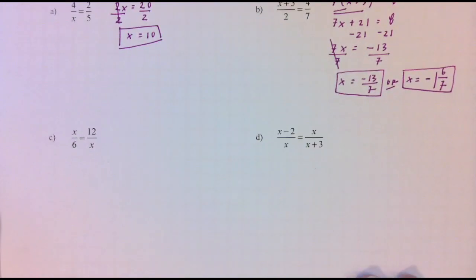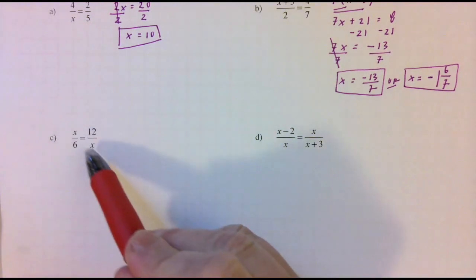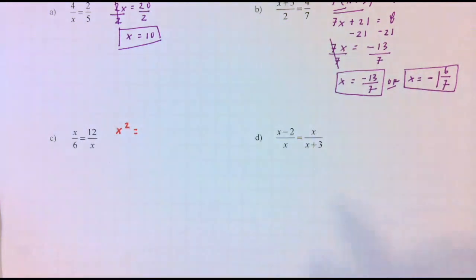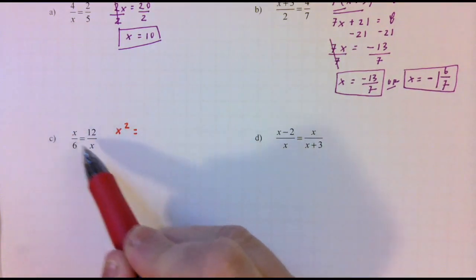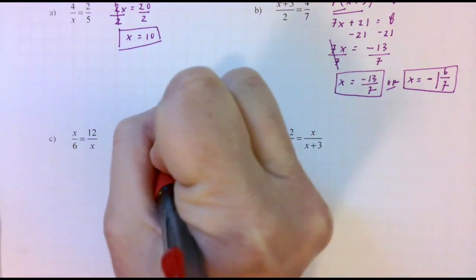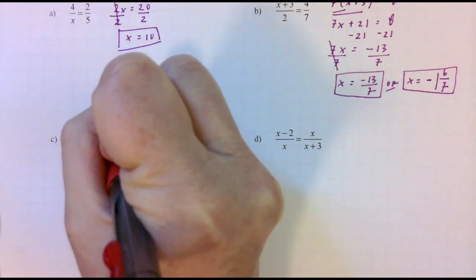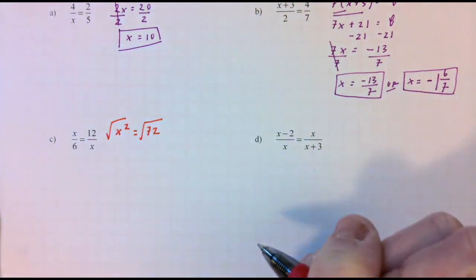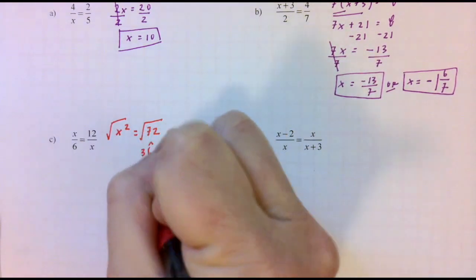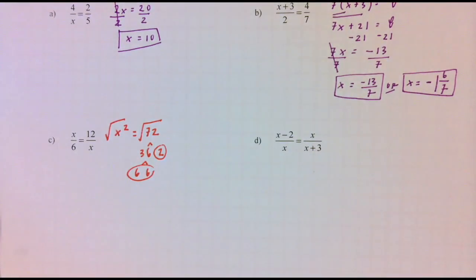All right, next one in C. Here, when I cross multiply, when I multiply an x by x, I get x to the second power. So I'm cross multiplying. X times x is x squared, and then 6 times 12 is 72. Now here I can solve by taking the square root. Look at that 72. I can see that it's 36 times 2, and 36 is a perfect square. It gives me a pair of 6's, but that 2 is going to stay behind.